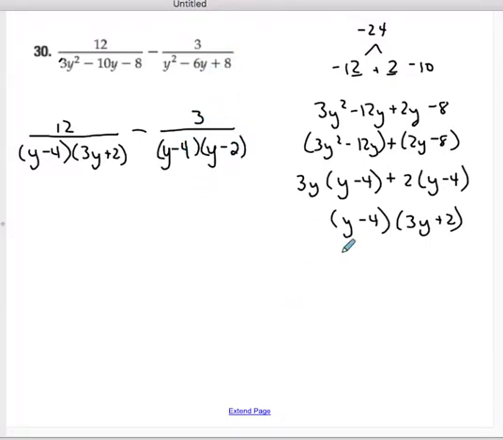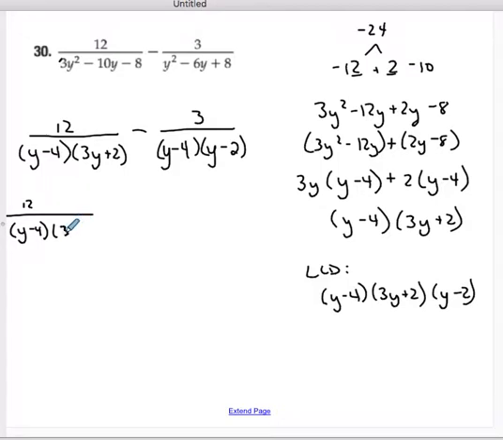Now I'm going to consider for my least common denominator what factors I need. I need a y minus 4, I need a 3y plus 2, and I need a y minus 2. Note that I don't need to duplicate any factors. If I've got it in one place, I don't need y minus 4 squared. So I'm just going to identify any missing factors. For the first one, this y minus 2 is missing, so I've got 12 over y minus 4 times 3y plus 2 times y minus 2.